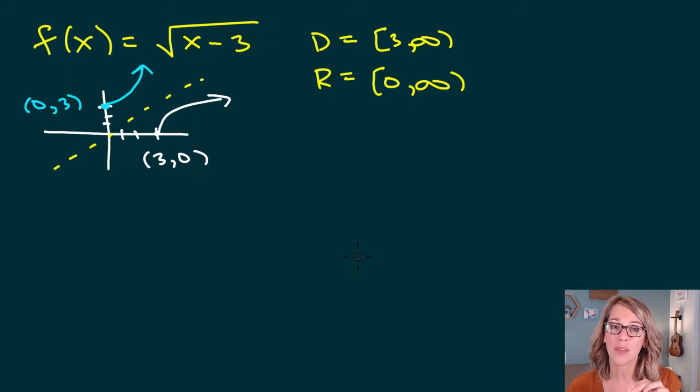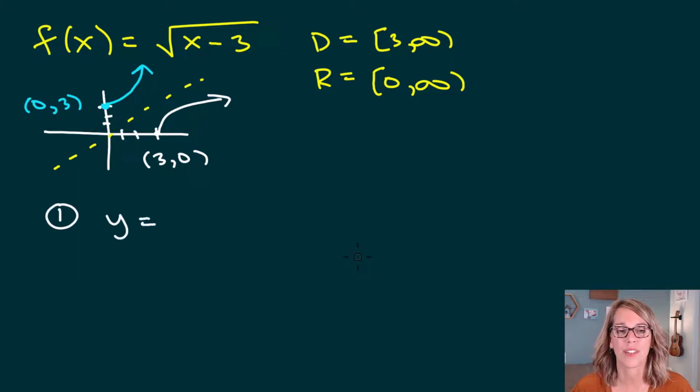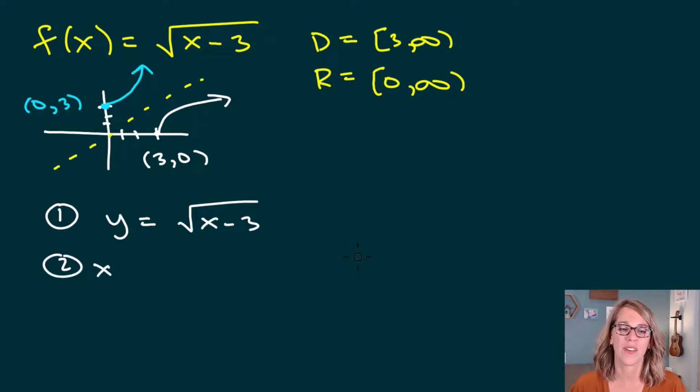So we're going to make sure that we've got the correct domain when we're finished doing our steps. But the steps are going to be exactly the same as we saw before. So step number 1, instead of writing f of x, I'm going to write y equals square root of x minus 3. Step number 2, we are solving for x. We're going to get that x all by itself. To get there, I need to square both sides.